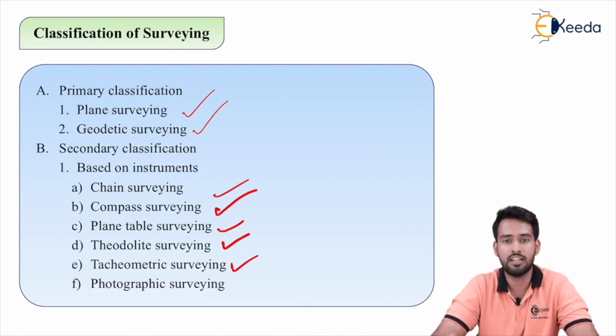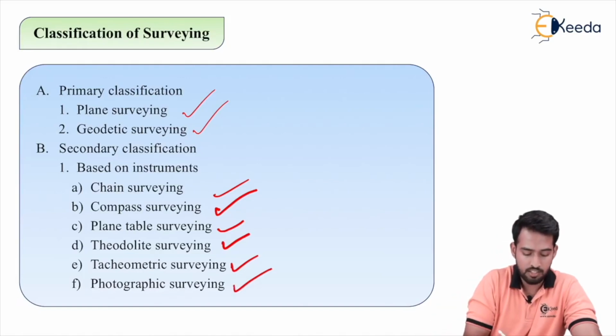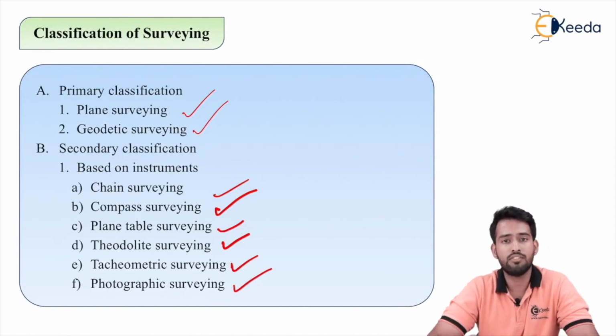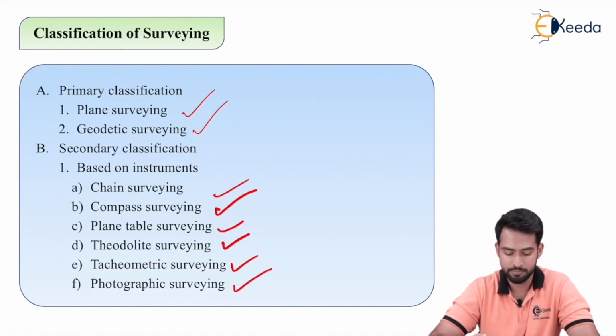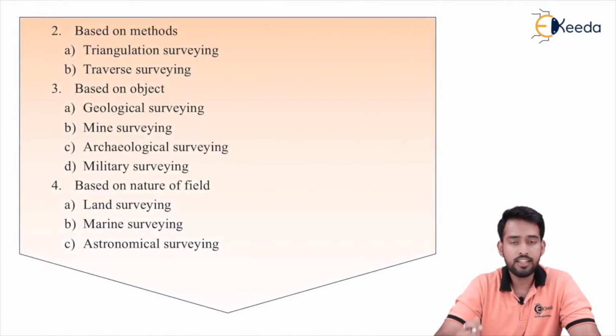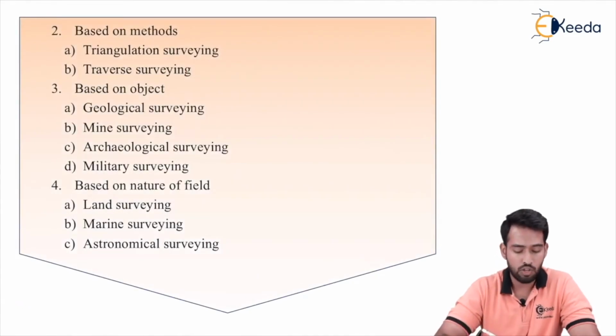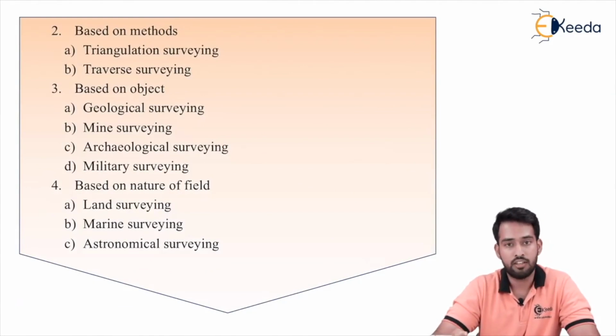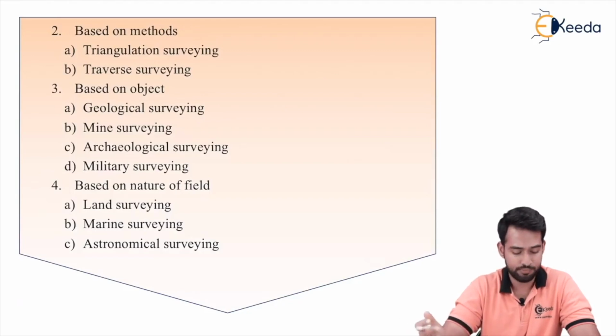Echometric survey is generally performed to find out horizontal distances. And last is photography survey. Photography survey is the newest method of surveying. Next, it is again classified based on methods. The first method is triangulation survey. And second is traverse surveying, which we'll be discussing further later.